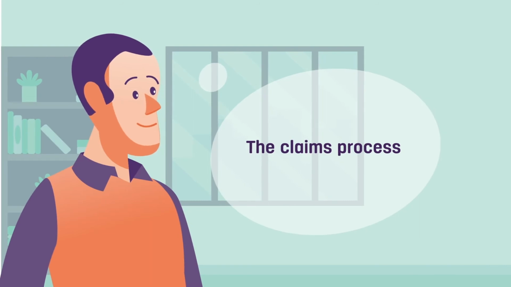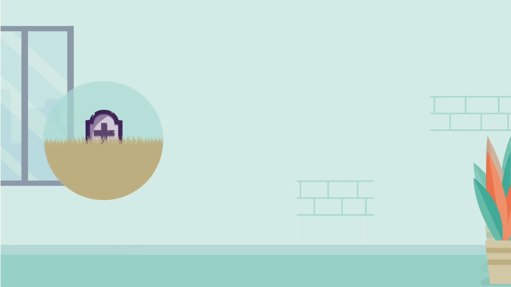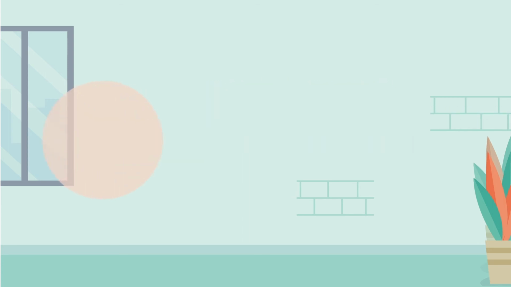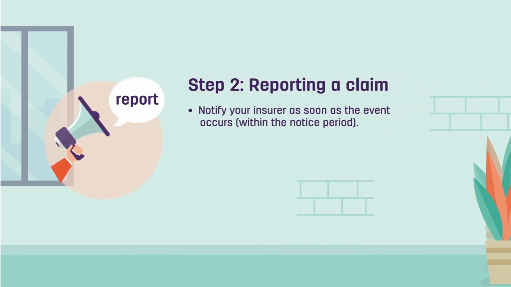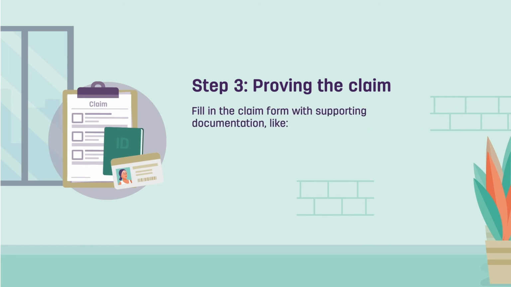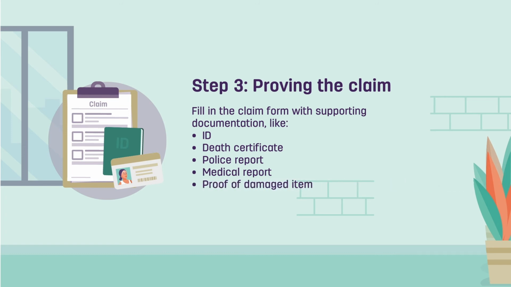Now we'll have a look at the claims process. Obviously, an insured event like a flooding or death must happen first. If this happens, you must notify your insurer as soon as it happens and make sure you are within the notice period. The insurance company will guide you in terms of the information they need in order to claim. You will also have to prove your claim. This can be done by completing a claim form with supporting documentation, which includes identity document, death certificate, police report, medical report, proof of damage to the item, or proof of ownership of the item.